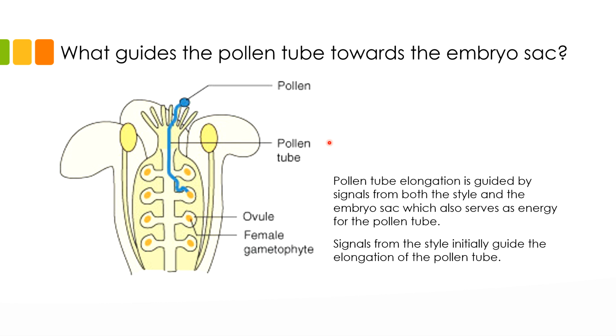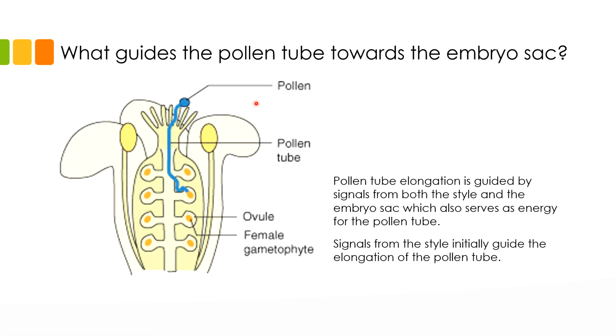What guides the pollen tube towards the embryo sac? In this graphical cross-section of the flower, you can see that the pollen containing the sperm cell is trapped in the stigma. It's a structure right here. Now for the pollen to efficiently deliver the sperm to the embryo sac, which is right here, the pollen tube has to navigate its way efficiently to the ovule.